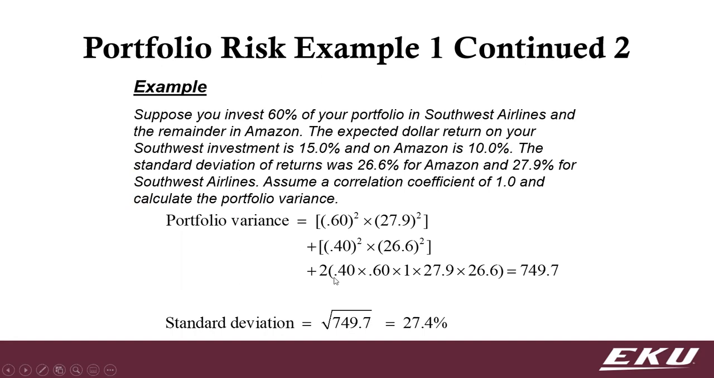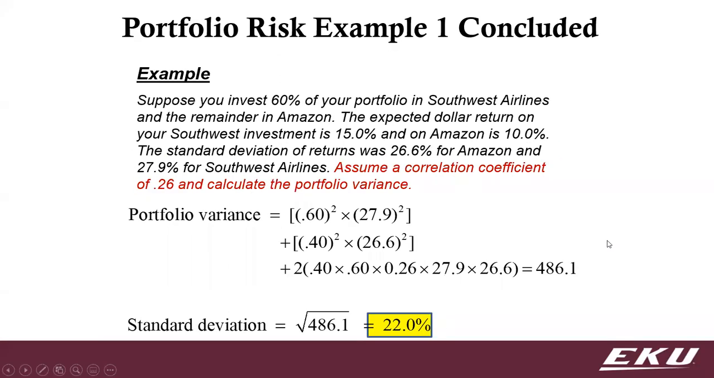It's because I remember I said the upper right and the lower left boxes were the same. So there's 2 of those. That's why there's a 2 there. So the portfolio variance is the variance of Amazon, the variance of Southwest, and then the covariance between them. You get that portfolio variance, take the square root, and that would give you the standard deviation.